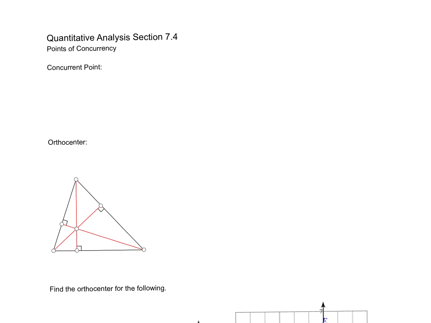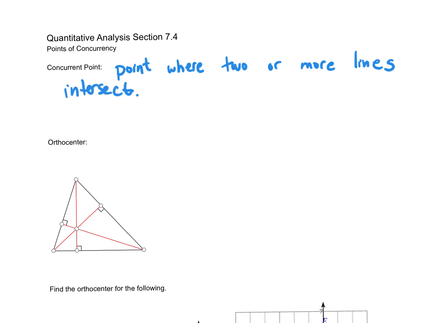Now, in general, a point of concurrency is just a point where two or more lines intersect. And it doesn't have to be an actual line. It could be a line segment. It could be a ray, whatever you want. But it's a point where two or more lines intersect. So we're going to look at three special points of concurrency today. We're going to look at the orthocenter, the centroid, and the circumcenter.